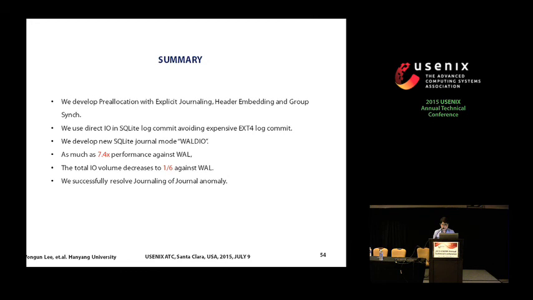We integrated all the changes to form a new SQLite journal mode, and we named it WALDIO. Compared to WAL in stock SQLite, WALDIO shows 5 times better performance. Moreover, WALDIO with the normal sync option shows 7.4 times better performance compared to stock WAL mode. In this work, we successfully resolved the journaling of journal anomaly. As a result, we achieved significant performance improvements by optimizing the I/O stack and SQLite.